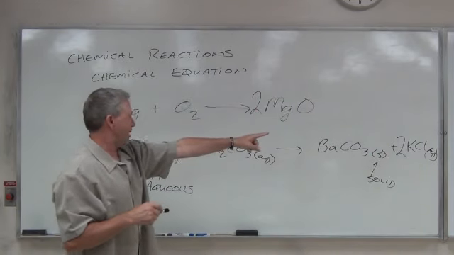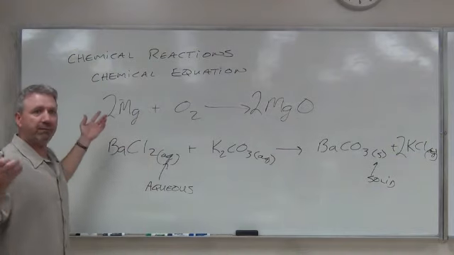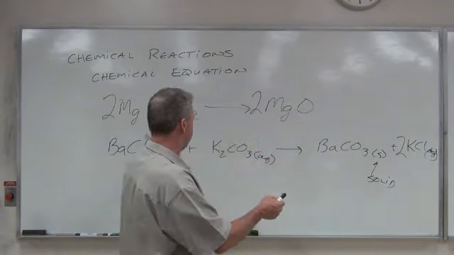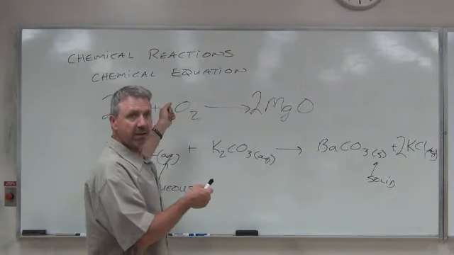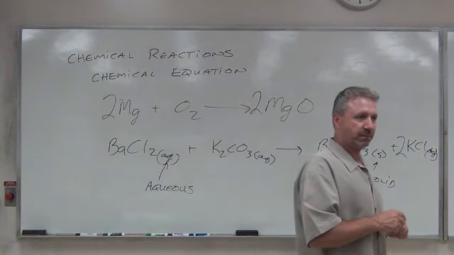How many chlorines do I have on the right? Two. How many on the left? Two. Two. I'm done. It's balanced. I take one last look, make sure my coefficients don't have a common factor. I'm balanced with a two on my KCl.